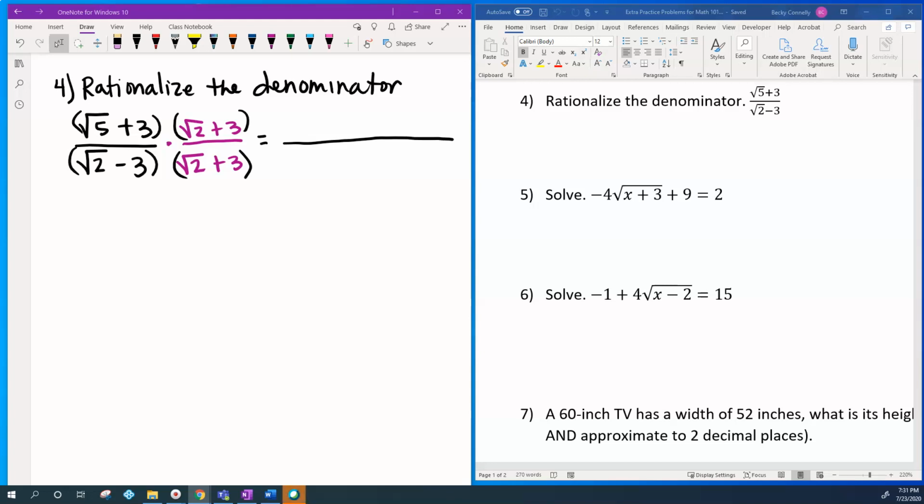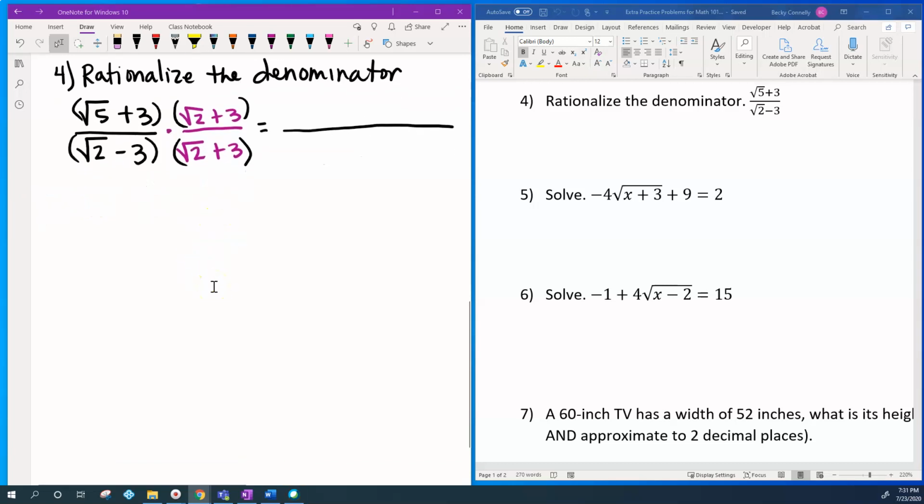All right, so this was the problem that we were working on, and we did a few before this. It looks like some of you are able to come up with an answer here. So remember, when we rationalize this denominator, we multiply the top and bottom by its conjugate, which in this case is square root of 2 plus 3, and then we're just going to be FOILing. So 5 times the square root of 2 is going to be the square root of 10, and then square root of 5 times 3 is 3 square roots of 5, and then we have 3 square roots of 2, and then 3 times 3 is 9.